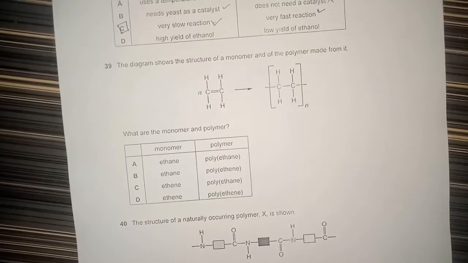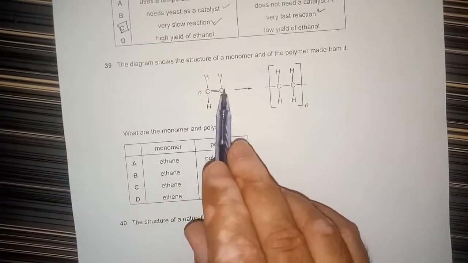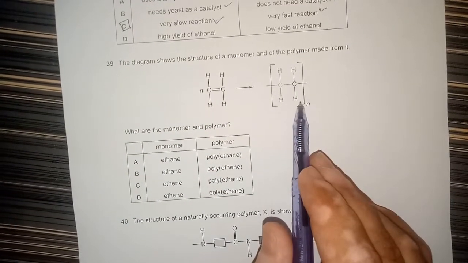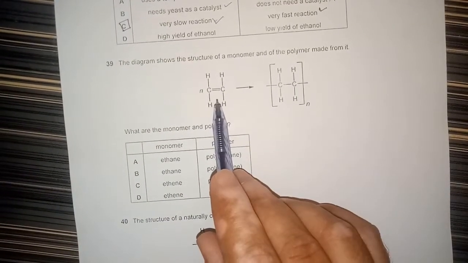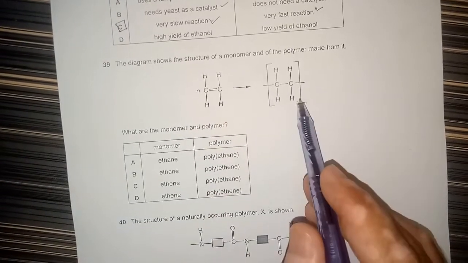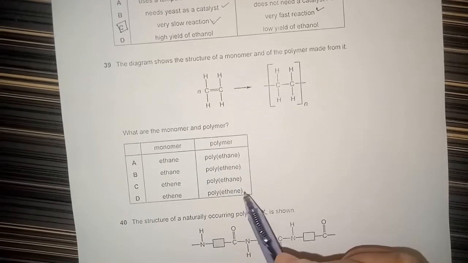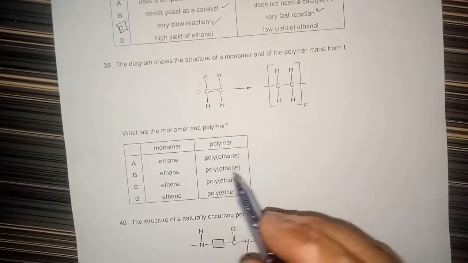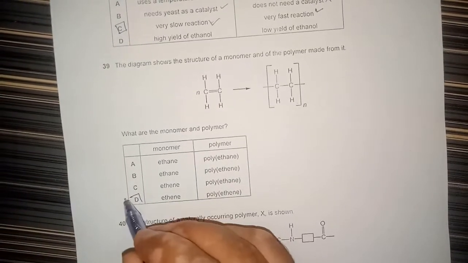For question number 39. Here we have a monomer and here we have the polymer. This is an alkene, or we can definitely say this is ethene, and this is polyethene. Ethene and polyethene. So the right option is D.